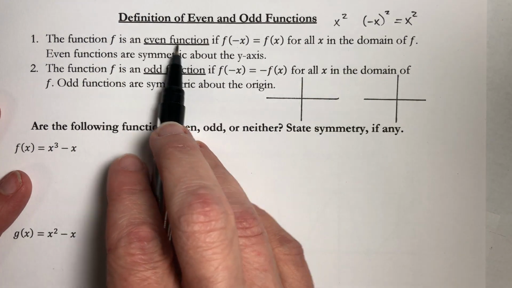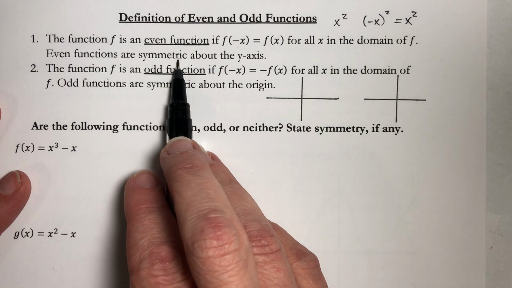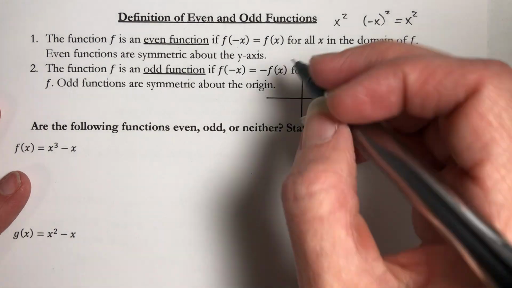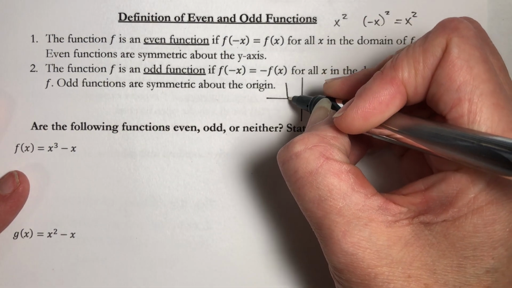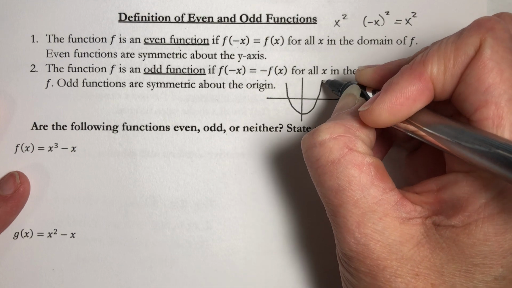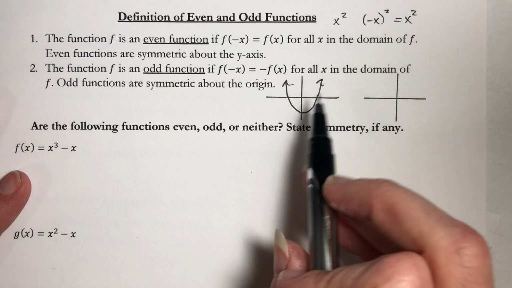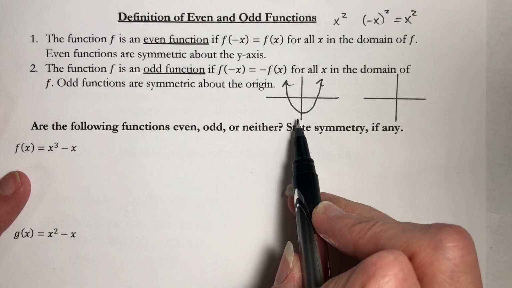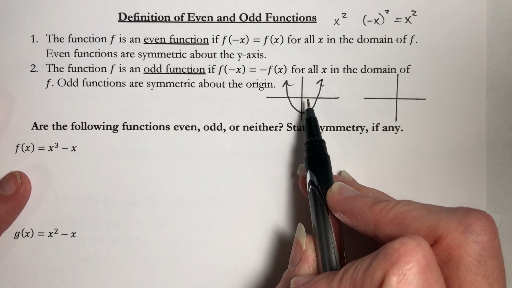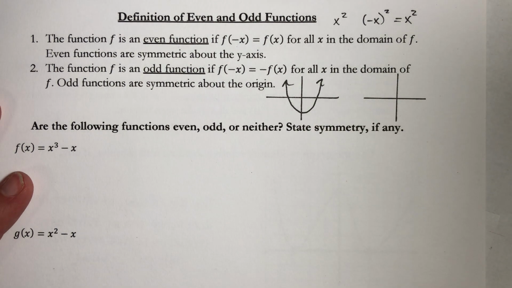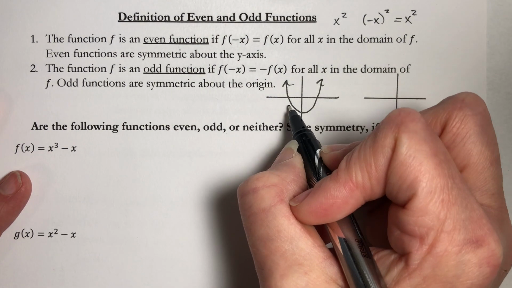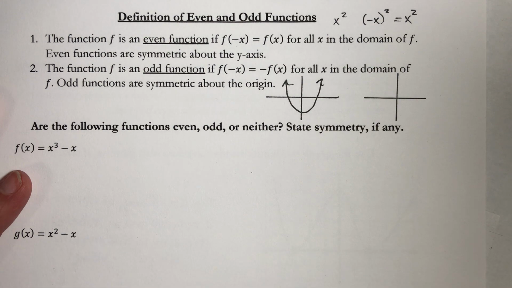Now, if it's even, then we know our graph is symmetric about the y-axis. So if it's an even function, it'll look something like this. I just drew a basic shape here, but you can see that if you fold it on the y-axis, it matches up. When we get to graphing, if we know that our function is even, then every time you find one point, you find a second point. So you can use the symmetry to get it drawn.